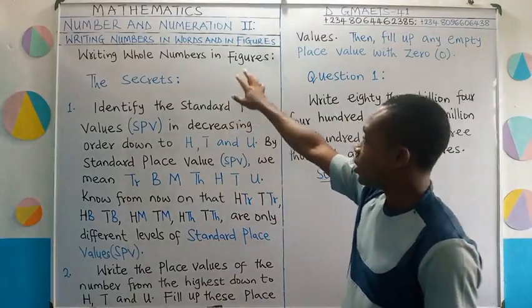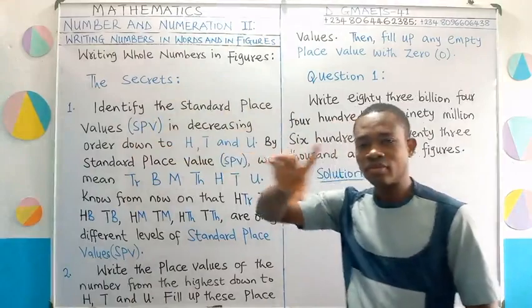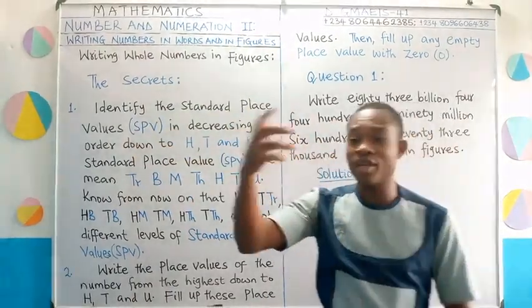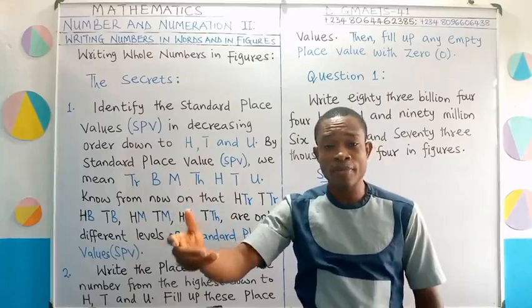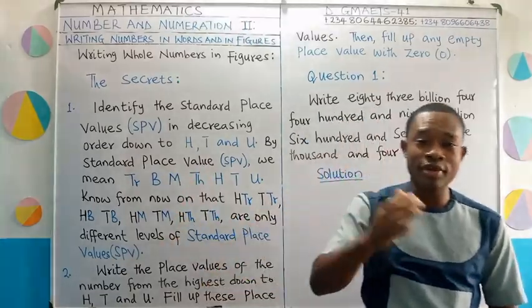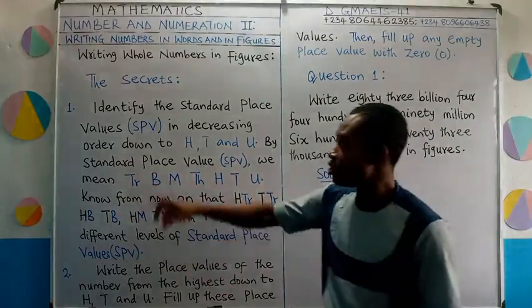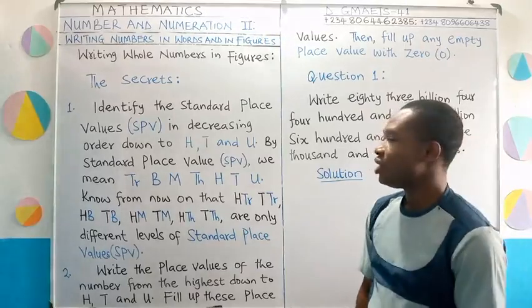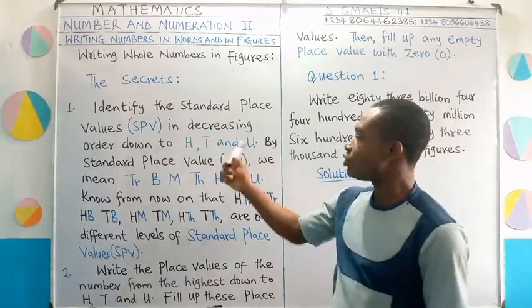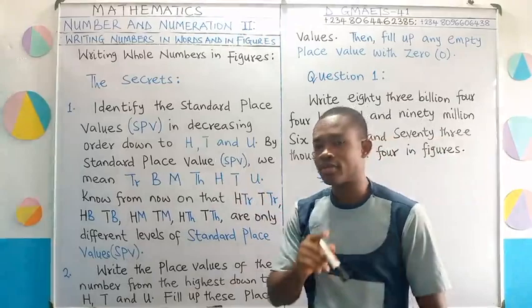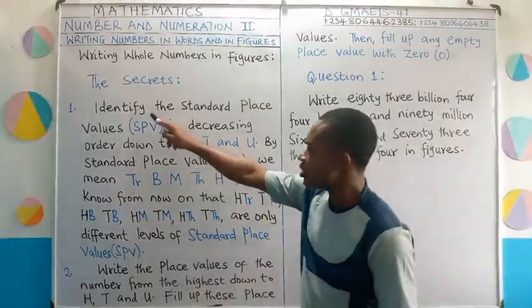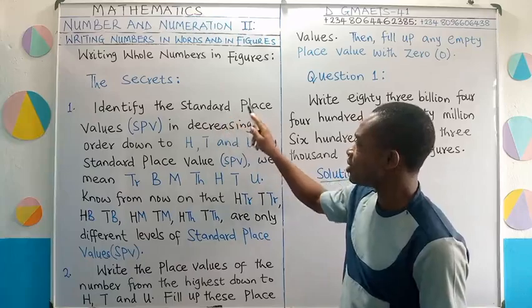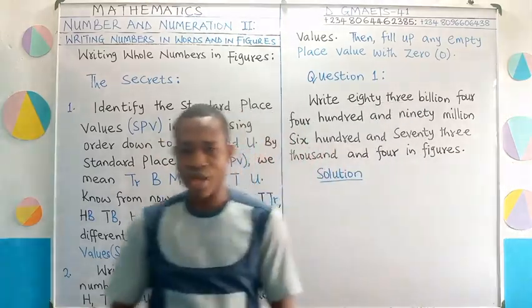Writing whole numbers in figures. What are the secrets? The first thing you should do when a number is given to you in words and you are expected to write that number in figure, first thing you need to do is to identify the standard place values in decreasing order down to hundreds, tens, and units. Identify the word standard place values, SPV.